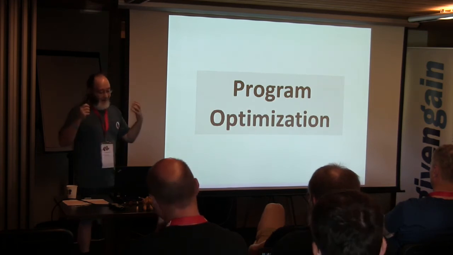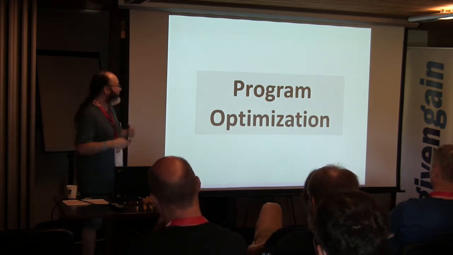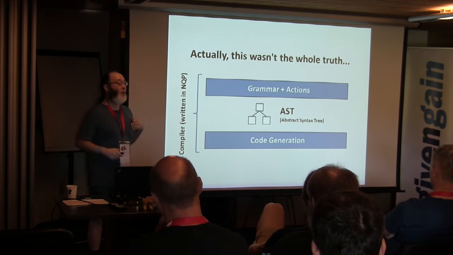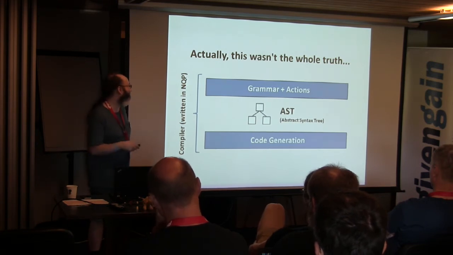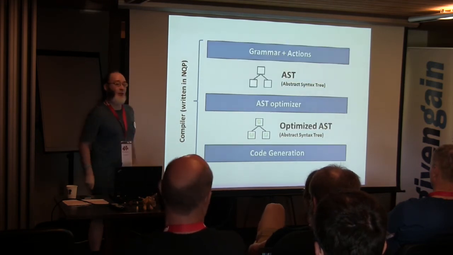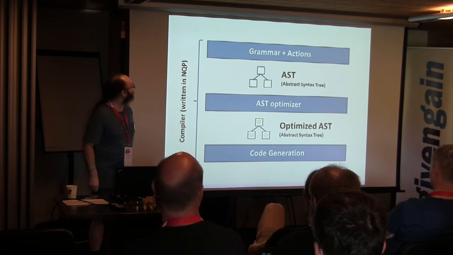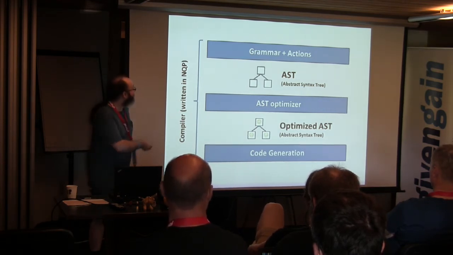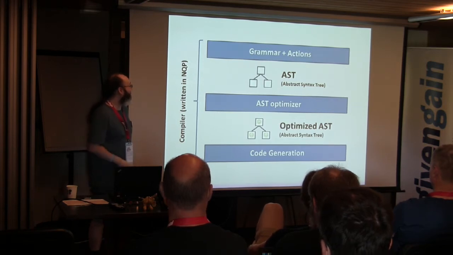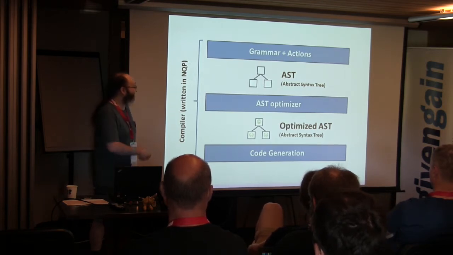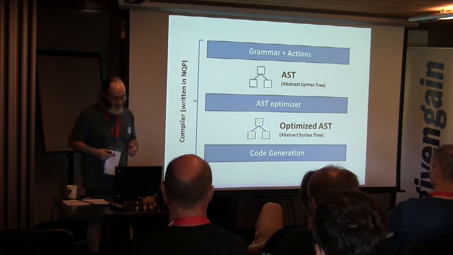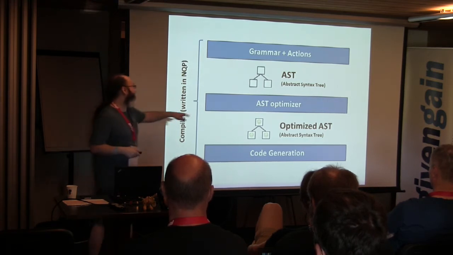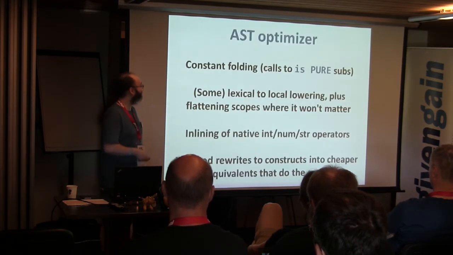So what about sticking optimization in here? Well, this wasn't quite the whole truth. Actually, that's the real truth, or a bit truthier. As truthy as I need to do for this talk. So we have an AST optimizer in there. It takes in this abstract syntax tree, it knows some stuff about Perl 6 semantics, and it spits out a better version of that tree.